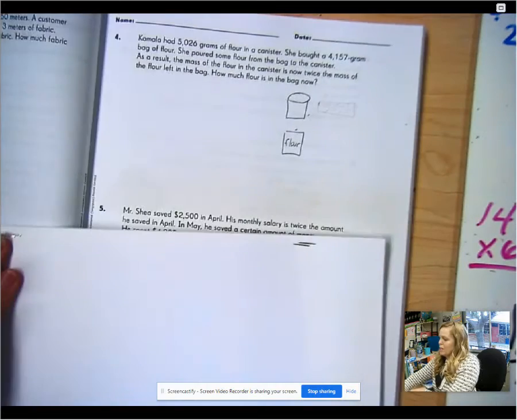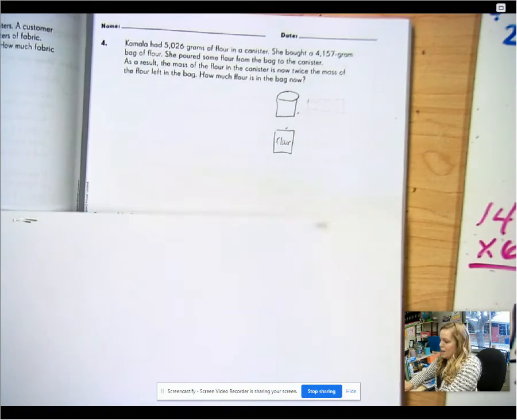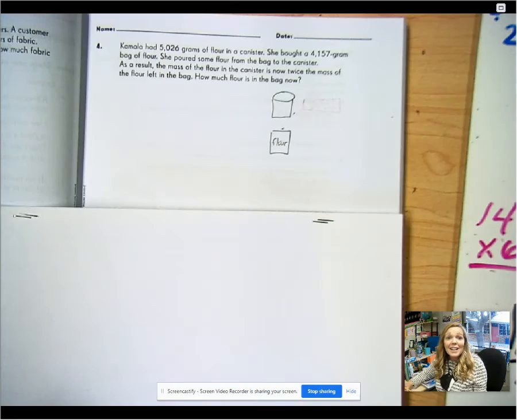And for tonight, you have to answer number 4 and number 5. So I'm just going to help you get set up here. So let's read the question first.